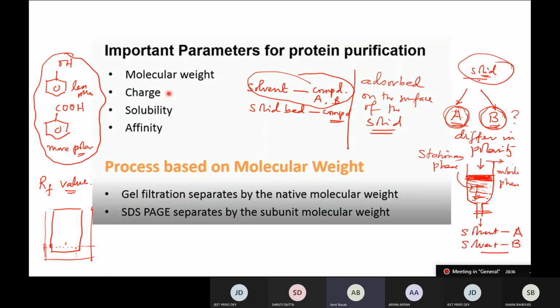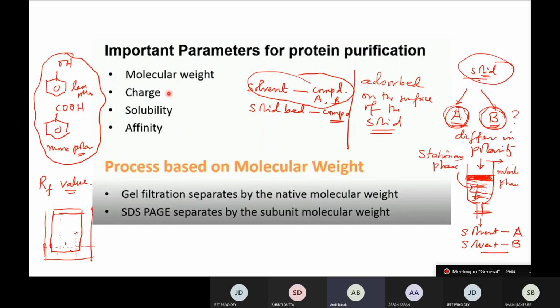Because of capillary action, the solvent will slowly go up, like a blotting paper. If you put a blotting paper here, ultimately the solvent will slowly go up by capillary action, and suppose when the solvent almost reaches this point, you take this plate out.